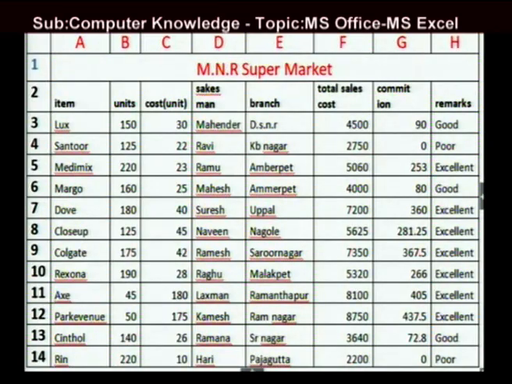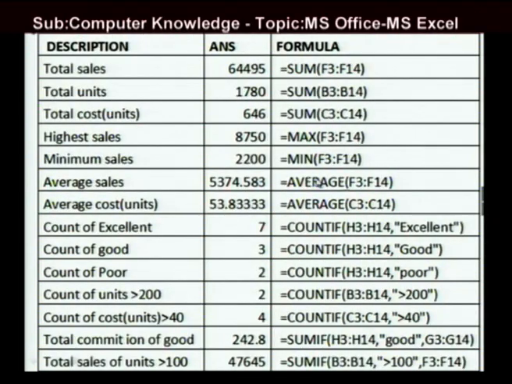Next, minimum function. What is the minimum value in this table? The minimum value also consists of total sales, so F3 to F14. The main concept is the function with starting and ending ranges, implemented in the minimum and maximum functions.